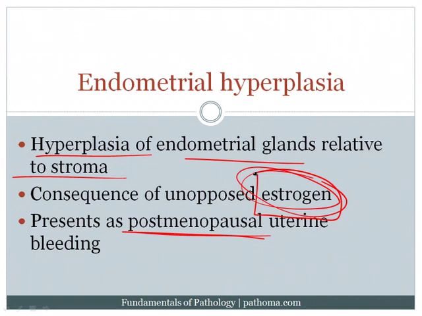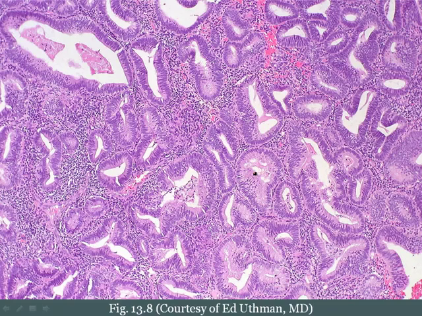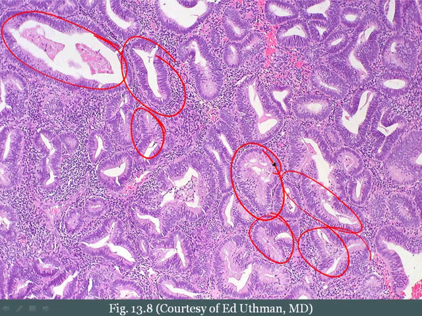Now, how does it present? It presents as postmenopausal uterine bleeding. As the endometrium begins to grow and grow and grow, it'll eventually bleed, and when it bleeds, that's the way by which the patients present. Here's a classic image of endometrial hyperplasia. These are all endometrial glands, and normally the endometrial glands should not be so crowded. They should not be on top of each other the way they are here, just sort of back to back to back almost. So this is an example of endometrial hyperplasia.